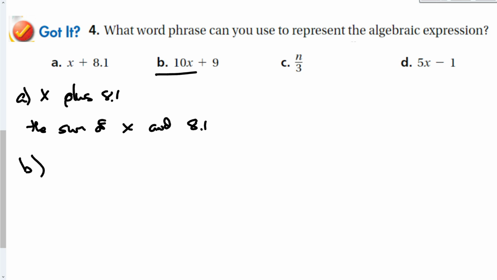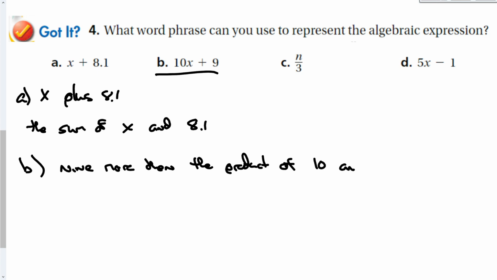Part B, that one right there. Now we have two things going on. So now we have to have a product and a sum. So we're going to say, well, let's do it an easy way first. Let's say 9 more than the product of 10 and a number x.